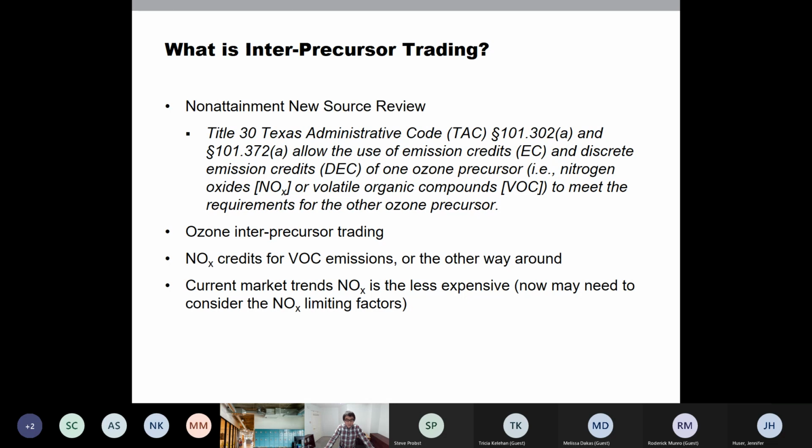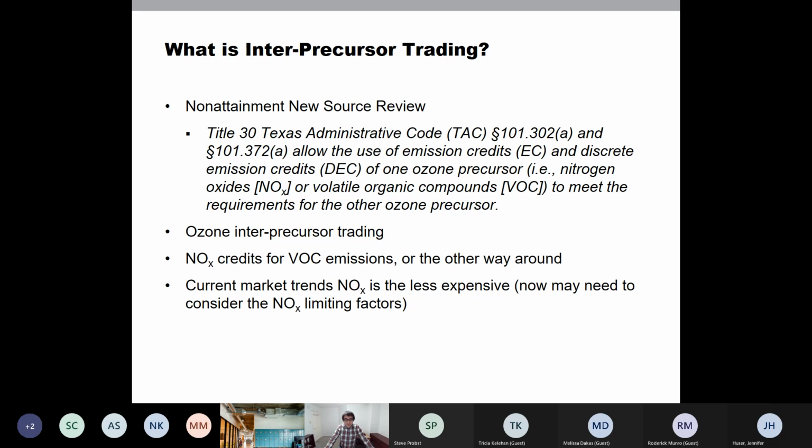In the current market trend, NOx is less expensive. That was my statement last year. When I look at the trading history of 2020, things have changed a little bit. The NOx credits are going up, because apparently the market is seeing us doing all the inter-precursor trading. People tend to use NOx to offset VOC, and the market gets to know this, so the NOx credits also go up a little bit.